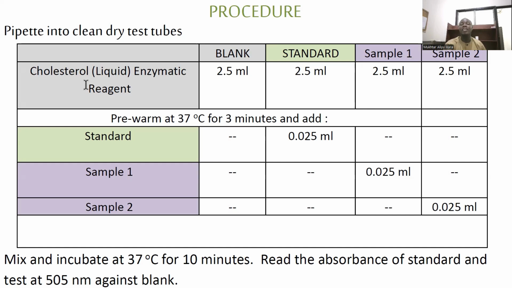Then you add it in the standard test tube. For sample 1, you take 0.025 ml of the sample and add it into the test tube containing 2.5 ml of the cholesterol enzymatic reagent. For sample 2 also, you take 0.025 ml and add it into the test tube containing 2.5 ml of the reagent. Then you mix and incubate at 37 degrees centigrade for 10 minutes for the reaction to occur. Then you read the absorbance of the standard and the test at 505 nanometers against the blank that doesn't contain anything.